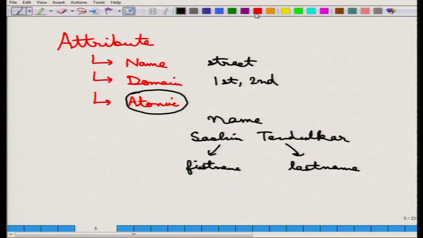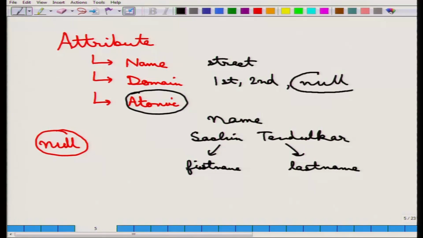And then there is a special value called null. Null is part of every domain. So the domain of the street can be null. For a particular relation, for a particular row, for a particular entity, if we do not know the value of the street, we can always depict it as null. So null is a special value that is part of every attribute.